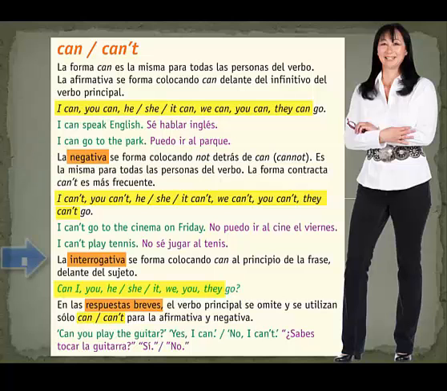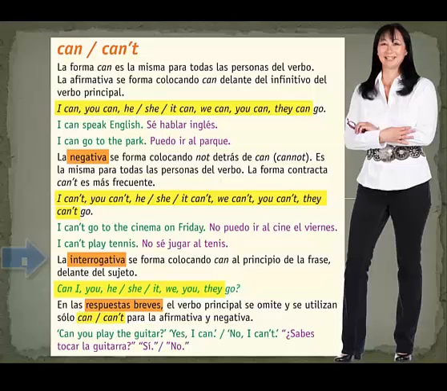In the interrogative form, you place the verb can at the beginning of the sentence before the subject. As we have said before, it is the inversion of the subject and the verb. So we say can I, can you, can he, can she, can it, can we, can you, and can they.